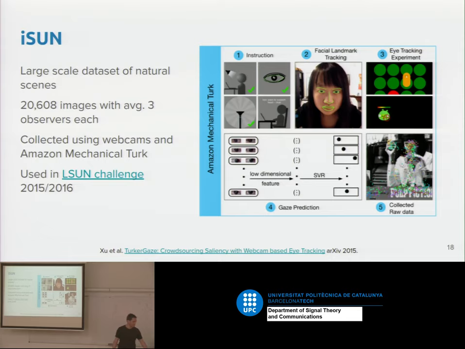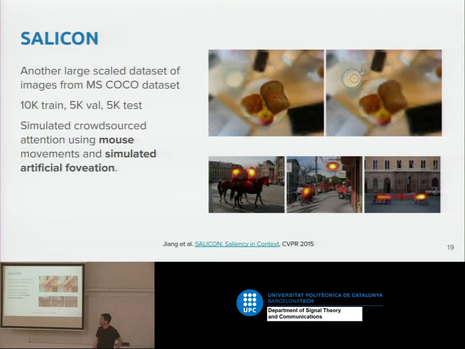Another group created this data set called Salicon. It means saliency in context, I think. And what they discovered was they did some experiments with what's called artificial foveation, right? Artificial foveation is basically when you use a mouse to simulate where you're looking. Anywhere that's underneath the mouse will look very crisp, as we can see in this image here. Around the circle, that's where the mouse is, and everything else is blurry. And then you allow a person to explore the image with the mouse, and it makes crisp what you can see right under the cursor and blurry everywhere else. And they got people to do this for a few seconds, for many, many people.